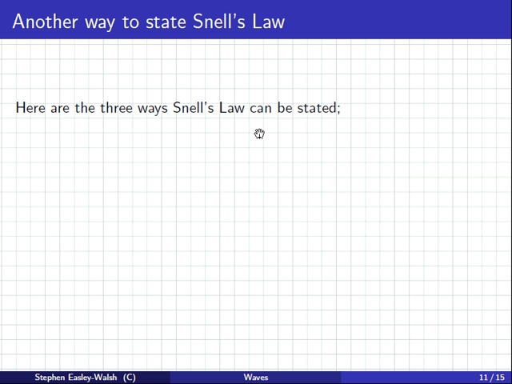Right, there are other ways that Snell's law can be stated. So we gave you one way to state it, but there are other ways to state it. You can also state it as sine theta 1 over sine theta 2 equals lambda 1 over lambda 2. The wavelength changes.